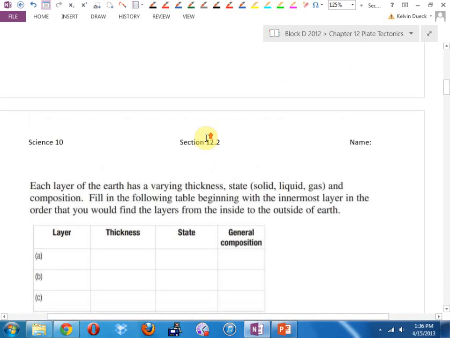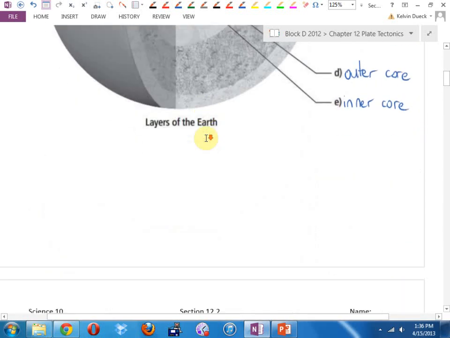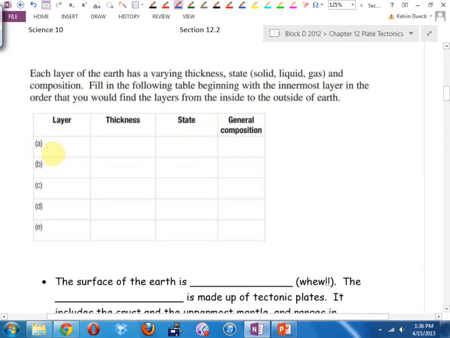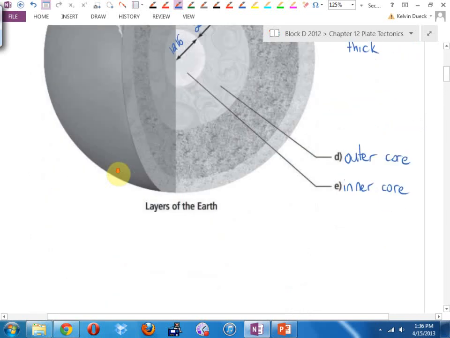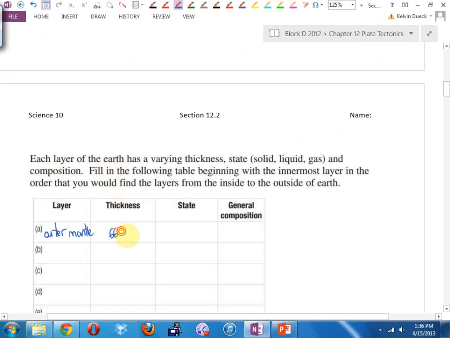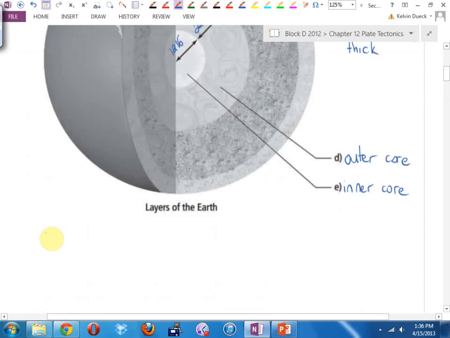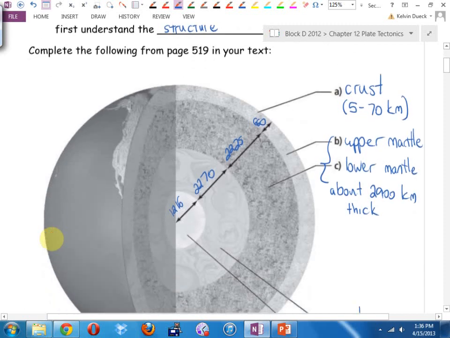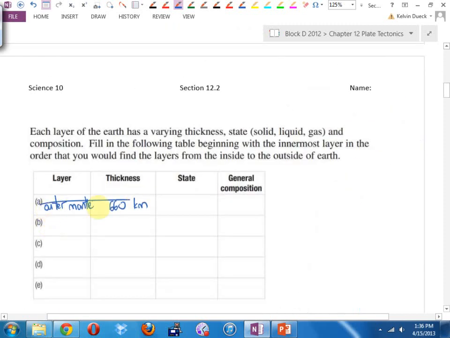First layer was the outer mantle. Its thickness was 660 kilometers. I got 5 here. I think I'm skipping the crust. Oh, am I? No, first one's crust. You're right. Good gosh, Mr. Dewick. Yeah, shut up and suffer.